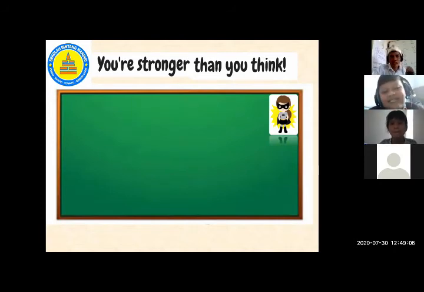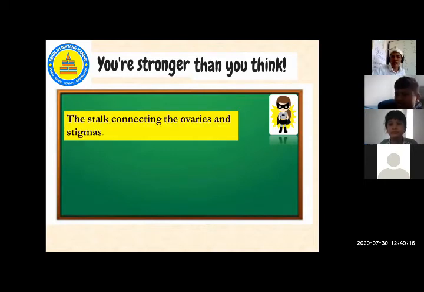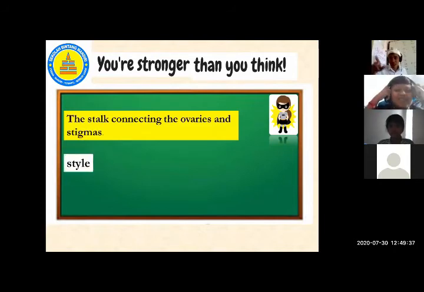The stalk connecting the ovaries and stigmas. Ingat yang tadi, ingat yang carpels. Apa yang menghubungkan ovari dengan stigma tadi? Pollen grains? Bukan. Pollen grains itu yang kecil-kecil tadi. Yang menghubungkan stigma: style. Very good. If you check the picture, you will find out. Kalian pasti tahu kalau kalian cek lagi kemarin.